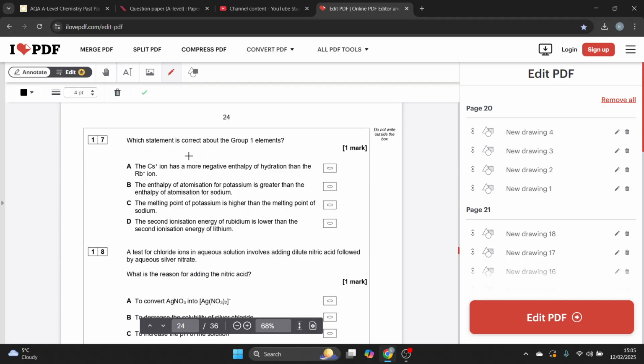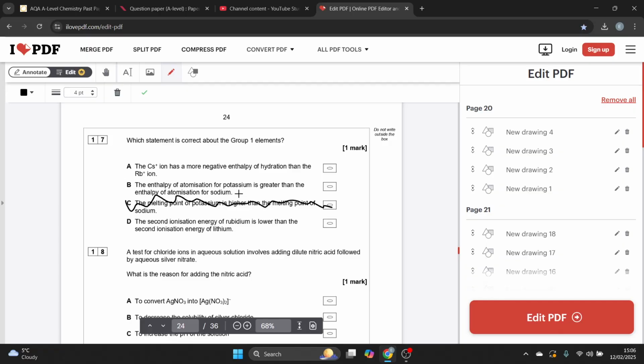The melting point of potassium is higher than the melting point of sodium. Potassium is K, sodium is Na. No, that's false. Because this is a key fact: the charge doesn't change. The number of delocalized electrons doesn't change, the ion just gets bigger, so the melting point actually decreases.